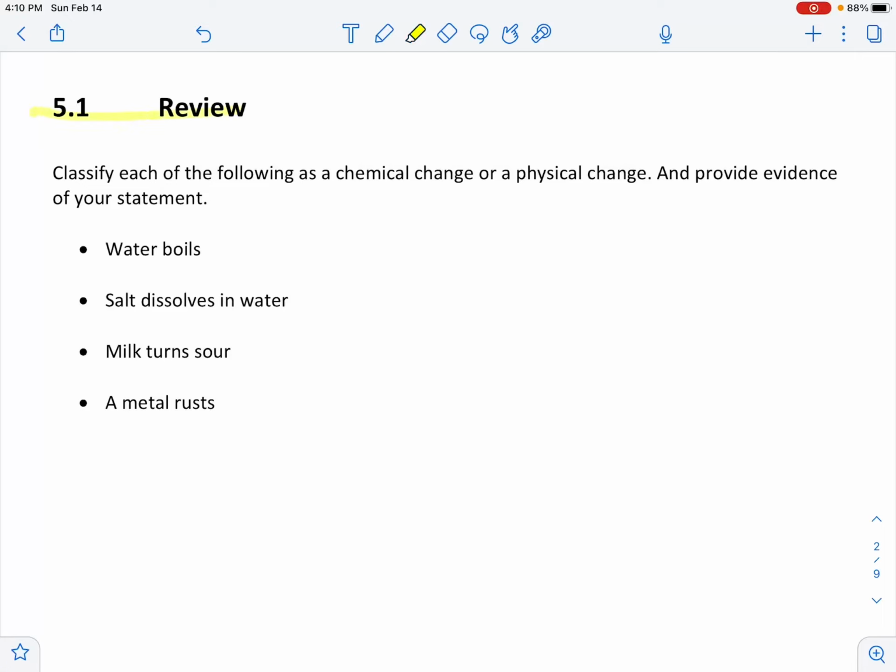This is our review. Well, it's actually 5.2, but it's our review of 5.1. So the first thing I want you to do is take a screenshot of this or hit pause, and we're going to classify each of the following as chemical or physical changes. So we've got four things, and also provide evidence, just like we did in practice. Okay. Hit pause. See you down below.